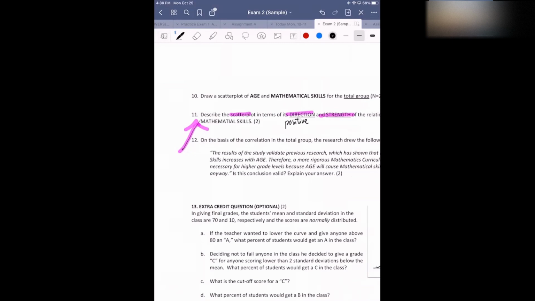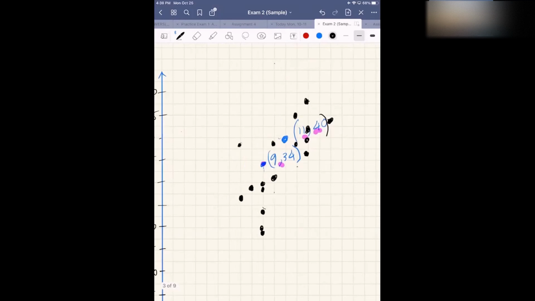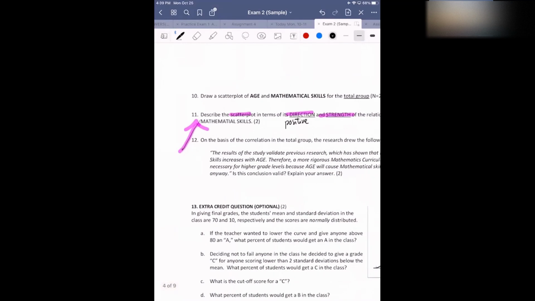And the strength, is it strong, everyone? What do you guys think? Is it strong or not, or weak? I would say that is strong, huh? What do you guys think? I think the strength is strong enough. It's not perfectly strong, but it's strong, okay?